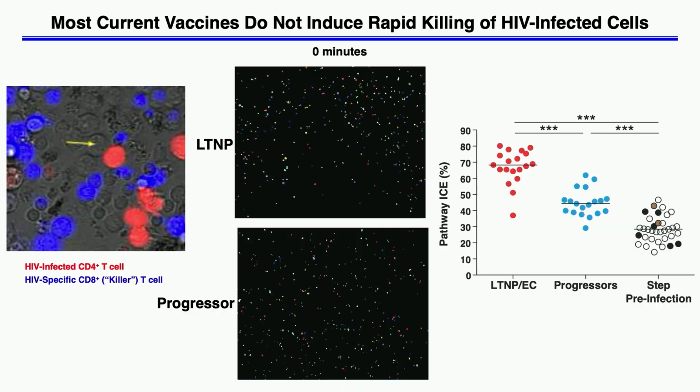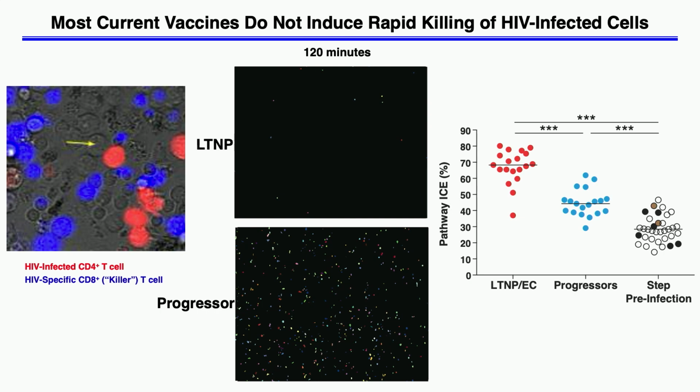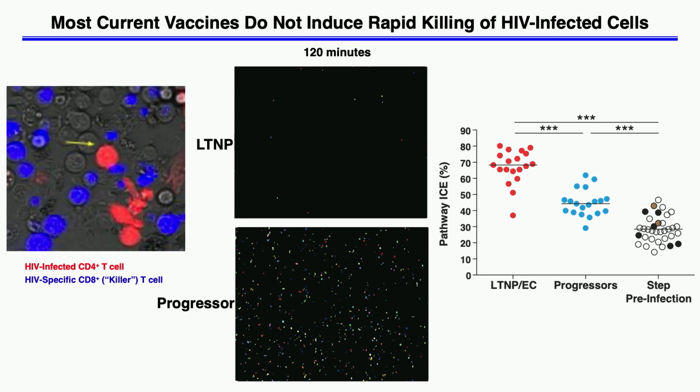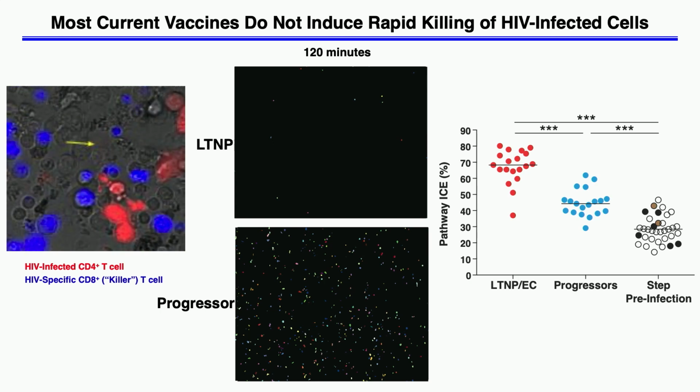I'll run this movie, hopefully it'll run. In red is a target cell. You can see that the gag that's labeled with RFP comes out of the cell after it's been killed, and by 2 hours, nearly all of the target cells shown in the middle have been killed, whereas there's very little change in the case of progressors. And once again, we saw this very low response in the cells of individuals that were in that STEP trial.